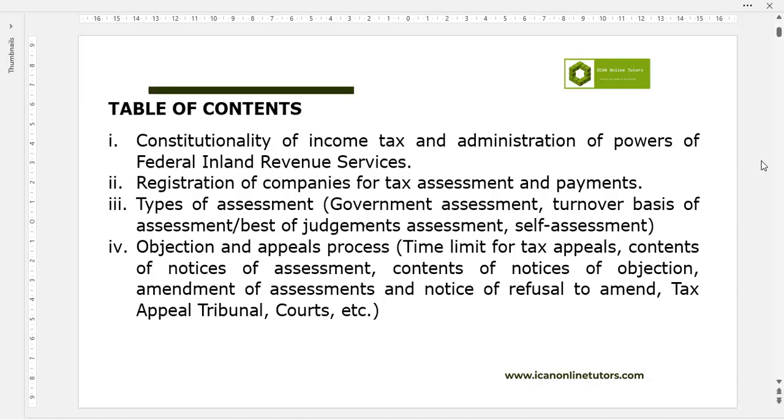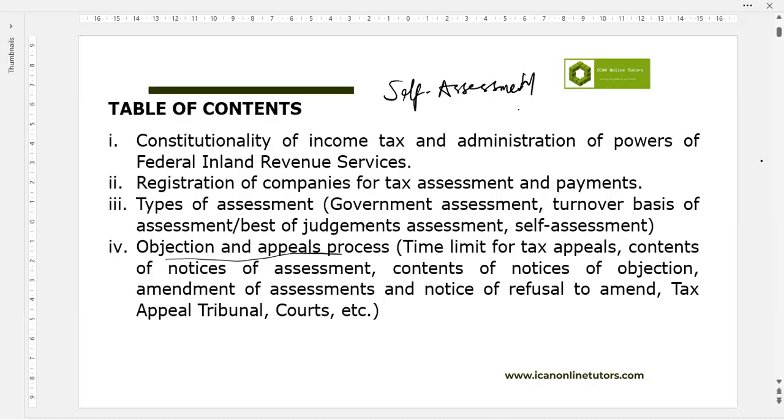Then we look at the objection and appeals process. I mentioned in your foundation class that when a taxpayer is aggrieved, take for instance, the tax system in Nigeria is that all taxpayers are to assess themselves. We call that self-assessment.